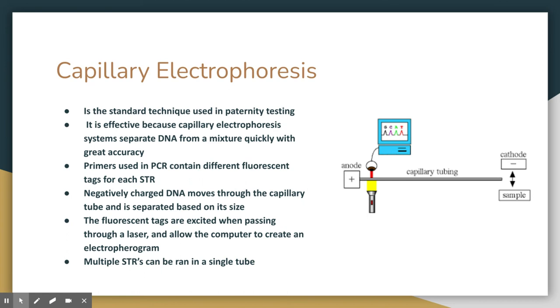Polymerase chain reaction for all STRs can be done in a single reaction tube because each of the primers will have a fluorescently labeled tag. The information for the alleles at all of the different STR sites you are testing will appear on a single graph.